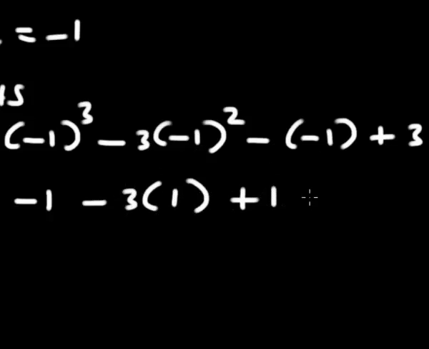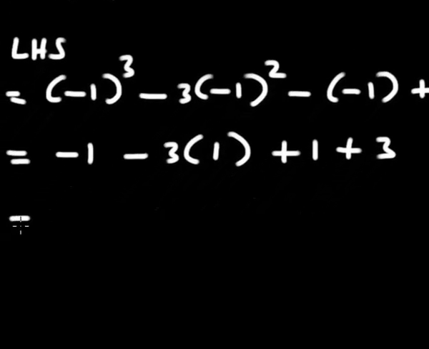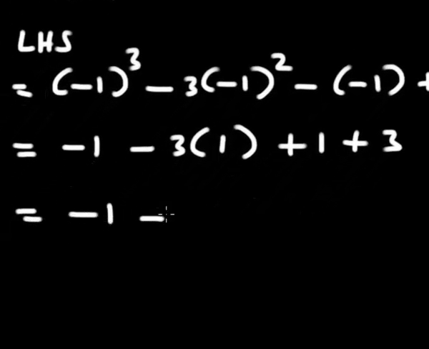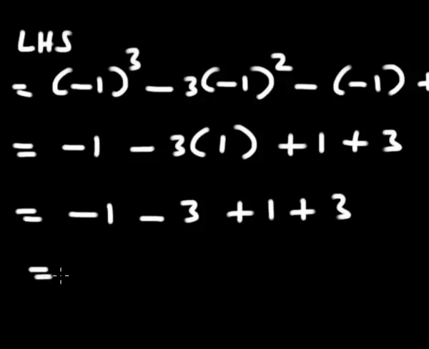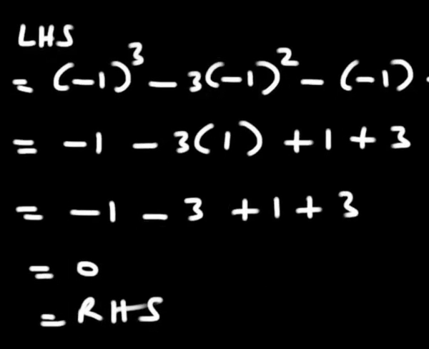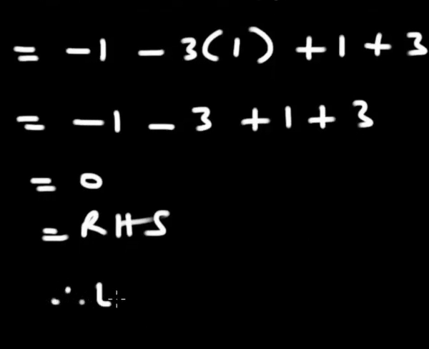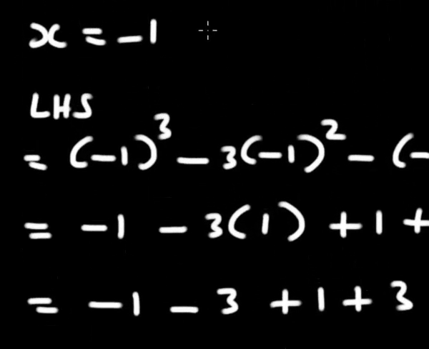Minus and a minus is a plus. There we go. So what do we have? Negative 1. And this 3 times 1 is 3. Plus 1 plus 3. So this is negative 4 plus 4 is 0, which equals the right-hand side. So therefore, we can conclude that the left-hand side is equal to the right-hand side. And therefore, x equals minus 1 is a solution.